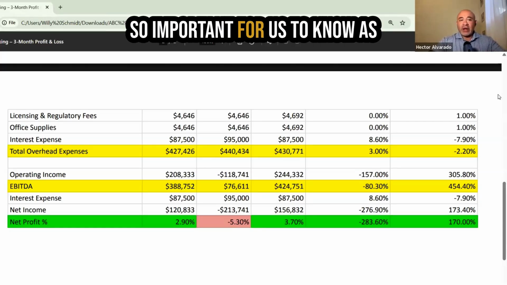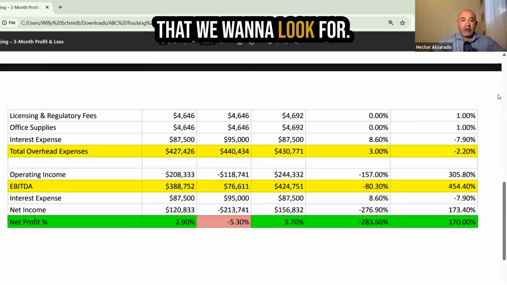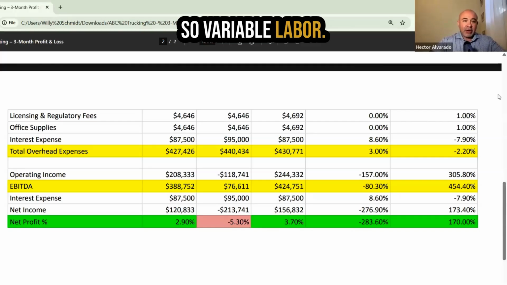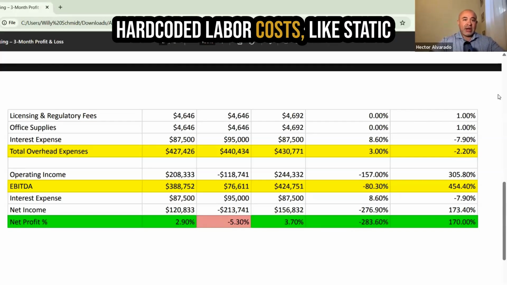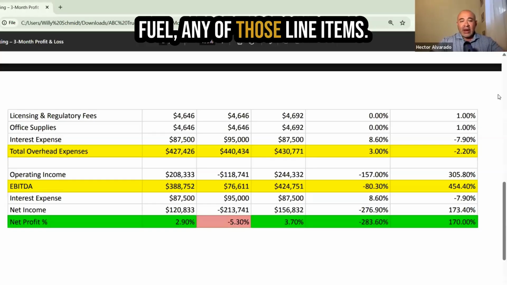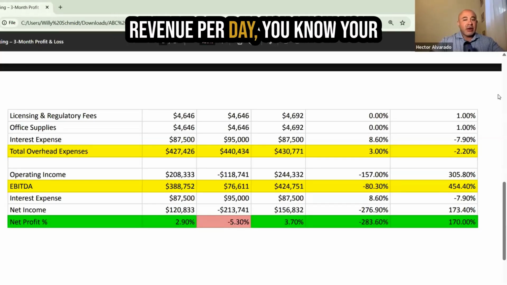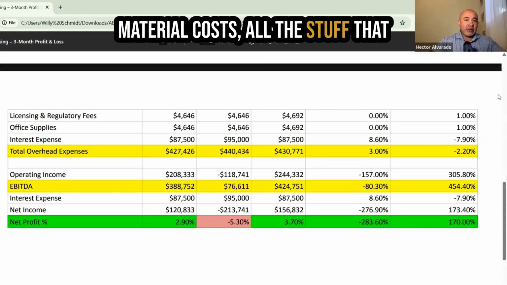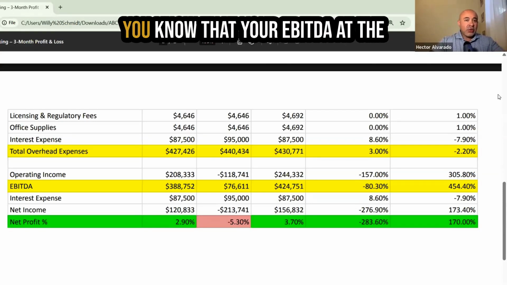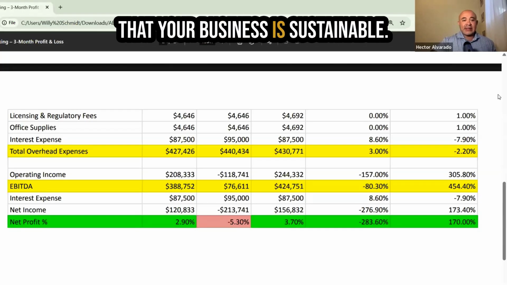So important for us to know as leaders how do we manage that? What sort of things do we want to look for? So variable labor, hard-coded labor costs, like static labor costs, material costs, fuel, any of those line items, you want to monitor your KPIs, your revenue per day, your material costs, all the stuff that we talked about earlier, so that you know that your EBITDA at the end of the month and at the end of the quarter will be healthy and that your business is sustainable.